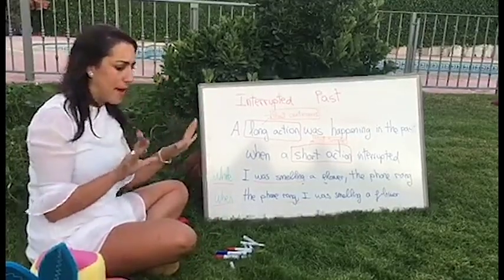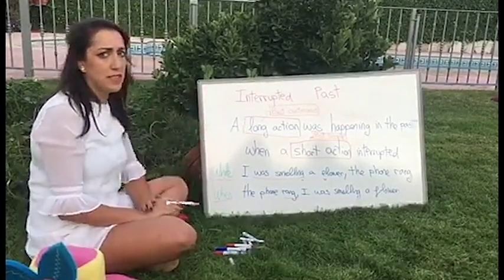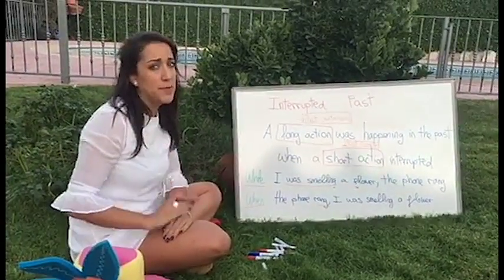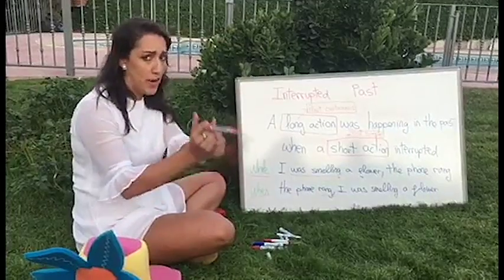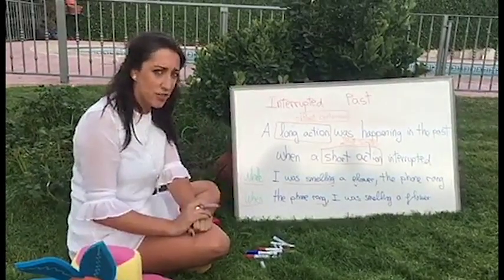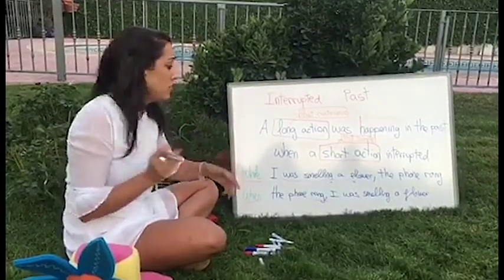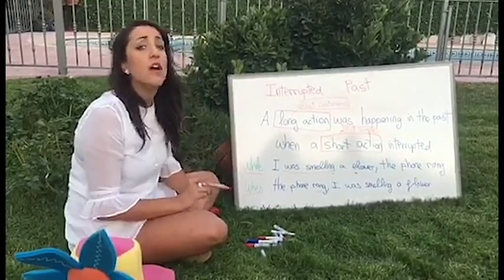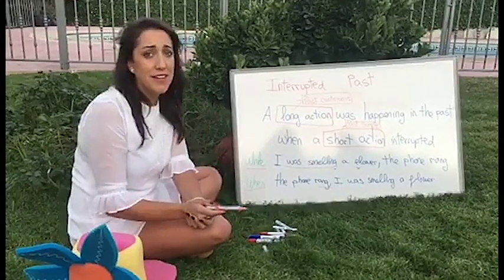So, to sum up, interrupted past. Long actions are, or it's better to say were, because we are talking about the past, were interrupted by short actions. Long actions, such as here, smelling a flower, are interrupted.